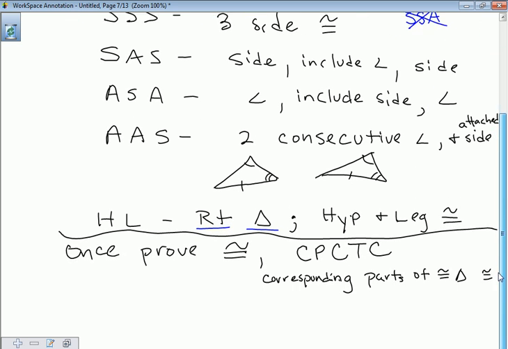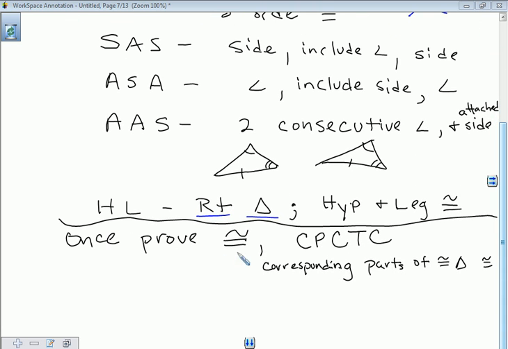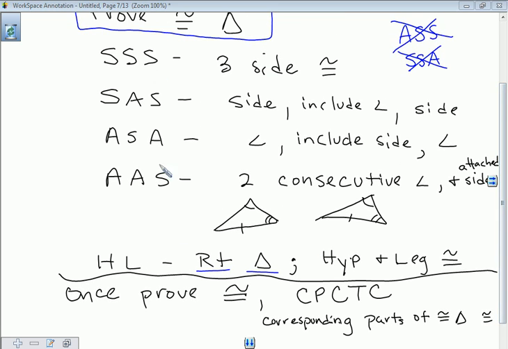Okay? Now, once you have proven they are congruent triangles, then you can use this to prove that other things are congruent about those triangles. And CPCTC, what does that mean? Corresponding parts of congruent triangles are congruent. So we use that after we used one of these 5 to prove congruence.